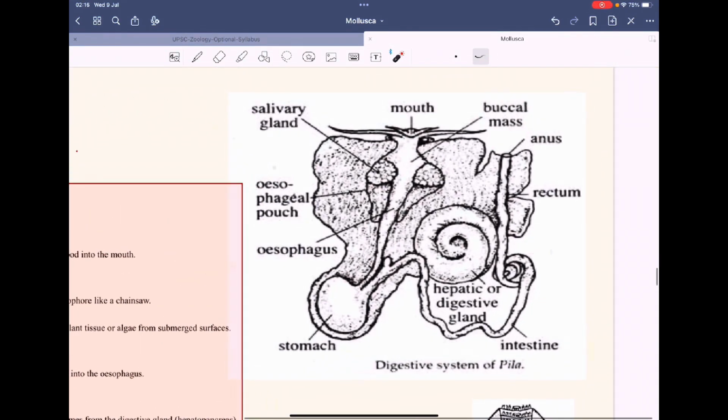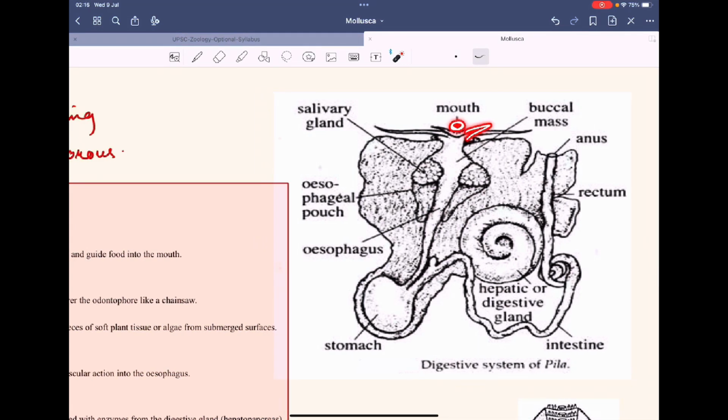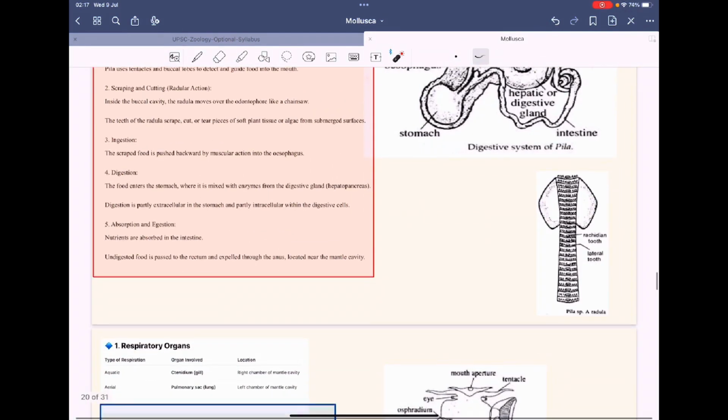If you see the digestive system, here is the mouth. These are the tentacles. This is the buccal mass. There are salivary glands. These are the esophageal pouches. This is the esophagus. Then it will go into the stomach, and from the stomach it will enter into the intestines. This is the coiled intestine, this is the rectum, and this is the anus. So this is the structure of the radula.